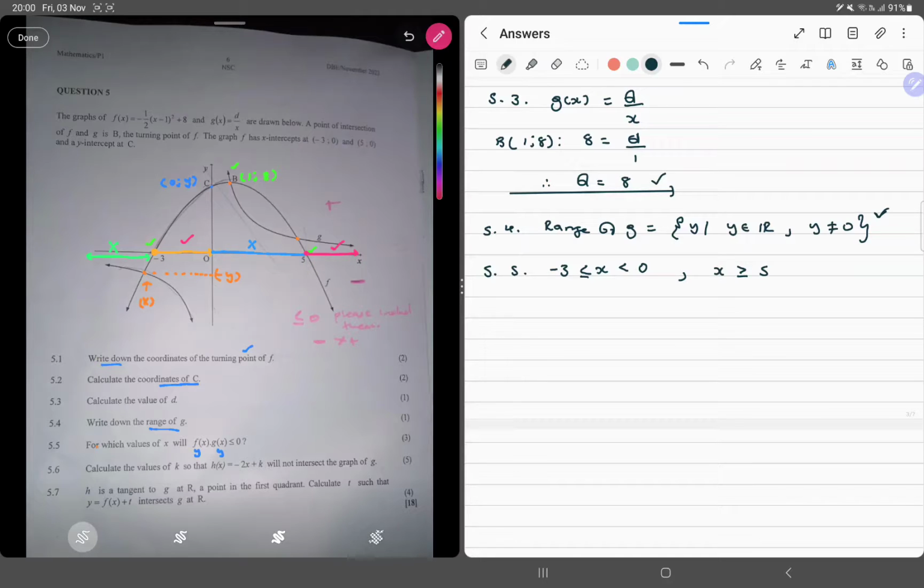So essentially that's how those marks are scored. So this format, you get 2 marks and then 1 extra mark for that one.